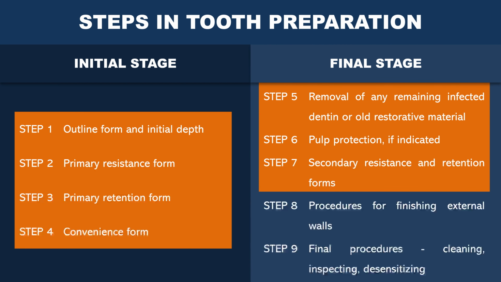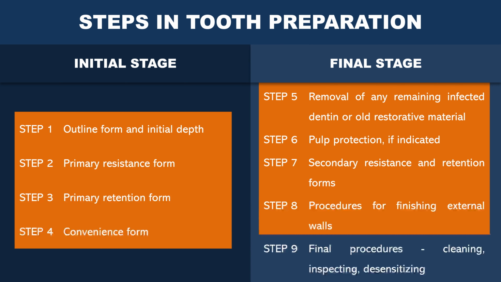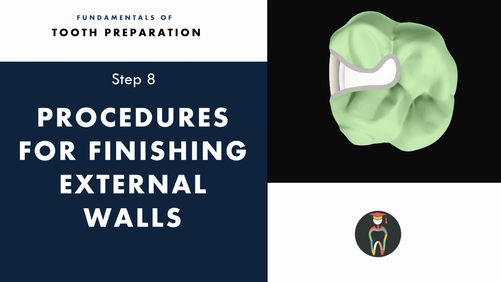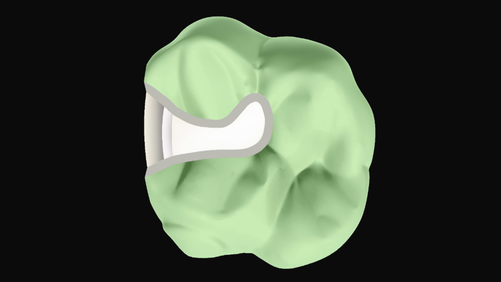So we have come to the end of the secondary resistance and retention form. Now we shall proceed with the procedures for finishing the external walls. So the external walls, or we can simply say the part of the preparation where the cavo surface margins are present. The cavo surface margin is the junction between the prepared and the unprepared tooth surface.